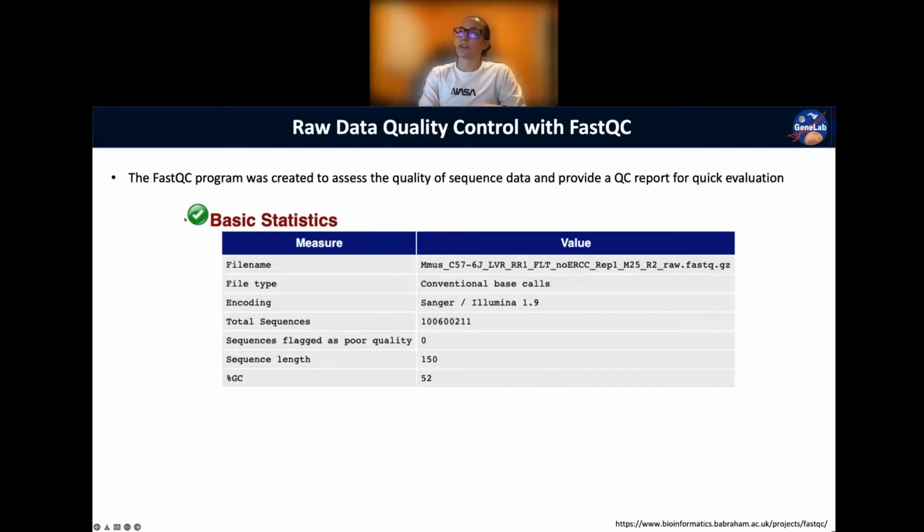One of the first measures that it has here is just some basic statistics about your read quality. It'll tell you what file name it was looking into, the type of file, the base call file, and the encoding that was used, so it can identify that it was Illumina and Sanger.